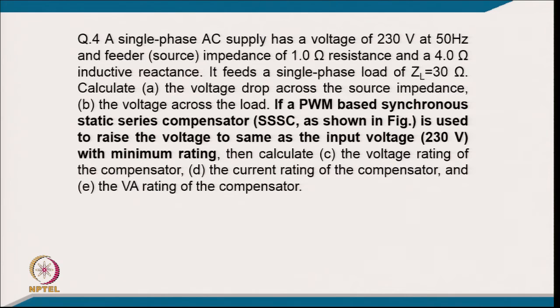117.34 volt. Coming to the fourth example: a single phase AC supply has a voltage of 230 volt at 50 hertz and a feeder source impedance of 1 ohm resistance and 4 ohm inductive reactance, and it feeds a single phase load of 30 ohm. Calculate the voltage across the source impedance and the voltage across the load. If a synchronous static series compensator is used to raise the voltage to the same as the input voltage with the minimum rating, then calculate the voltage rating of the compensator, the current rating of the compensator, and the VA rating of the compensator.